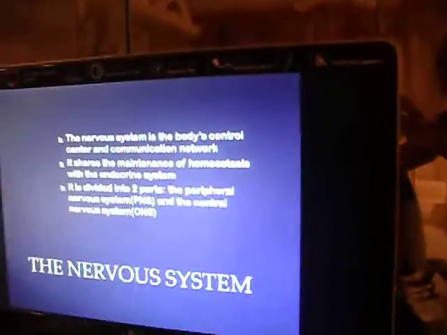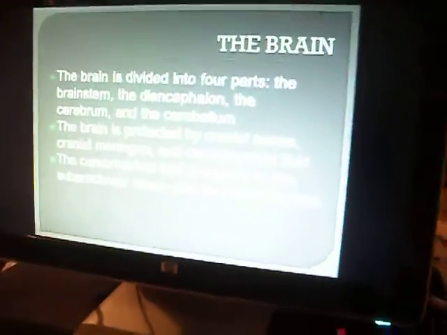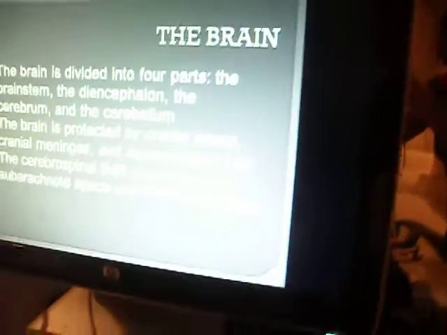The brain is divided into four parts, which are the brainstem, the diencephalon, the cerebrum, and the cerebellum. The brain is protected by the cranial bones, the cranial meninges, and the cerebrospinal fluid. The cerebrospinal fluid circulates in the subarachnoid space and the four ventricles.